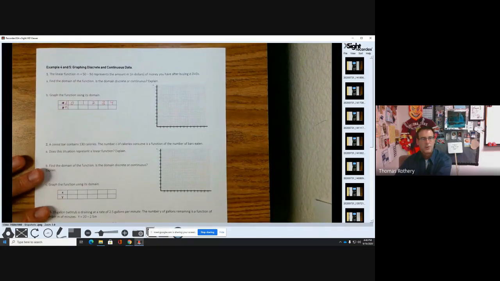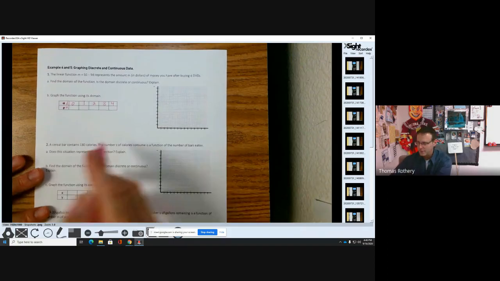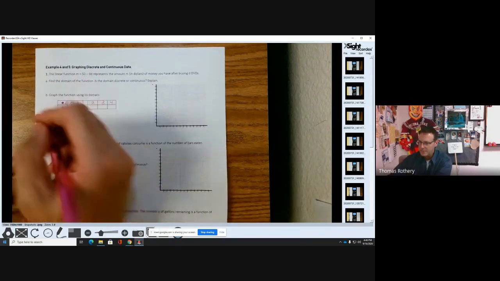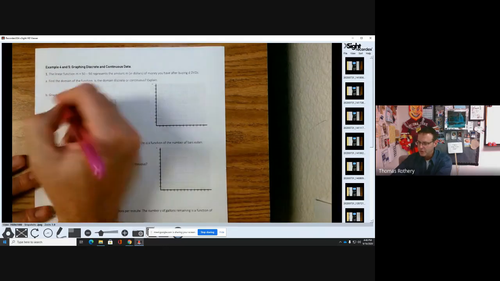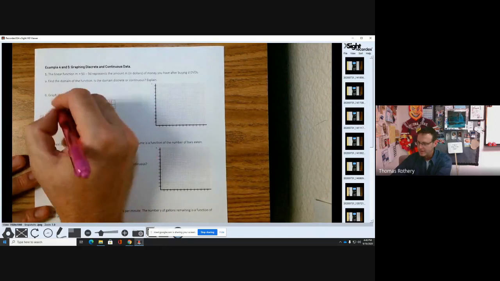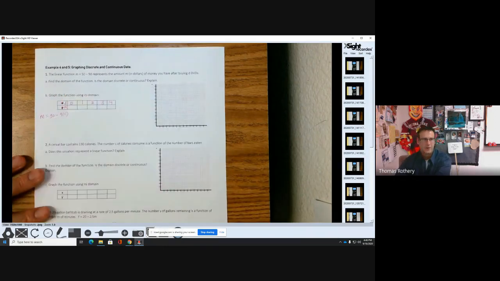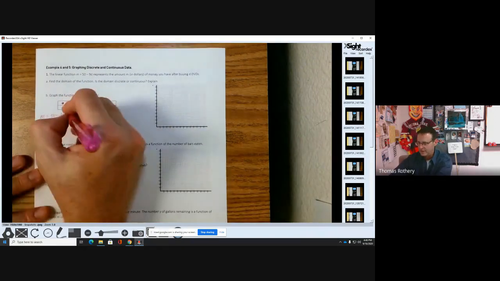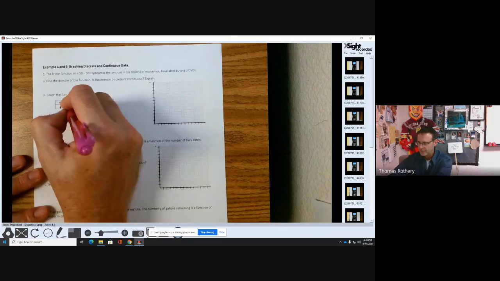Then what you're going to do is take each of these numbers for d and plug them in. Do you have to show your work? You do. But can you use a calculator to help yourself out? Absolutely. So 50 minus 9 times 0, which is 50.